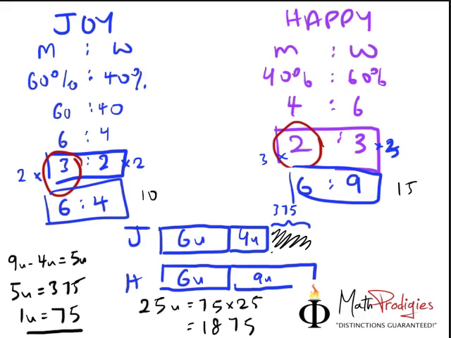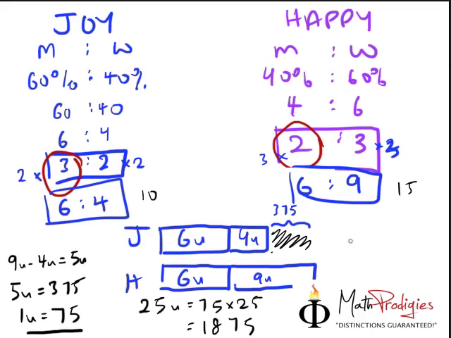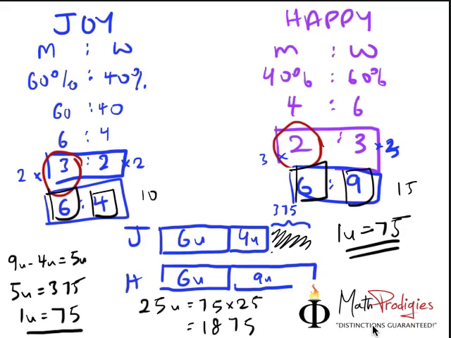Okay, and for part B, the question is how many more women than men are there in both the health clubs? So let's take a look at the number of men. It's 12 units. The number of women is 9 plus 4, which is 13 units. So 13 units minus 12 units equals to 1 unit. 1 unit equals to 75. So there are 75 more women in both health clubs. Simple. Bam. Okay, so that's basically it. And it's actually simple once you understand the concept behind it.